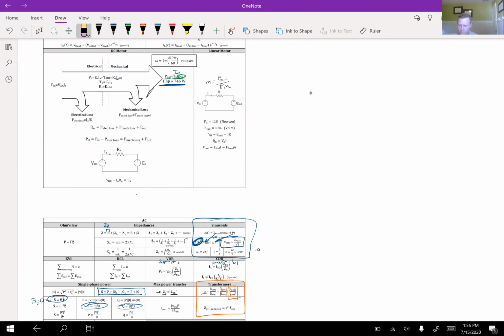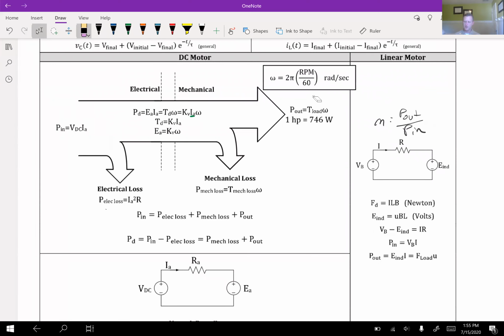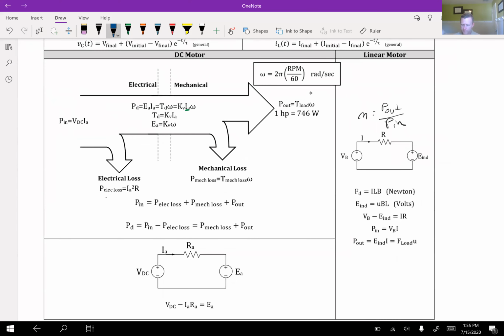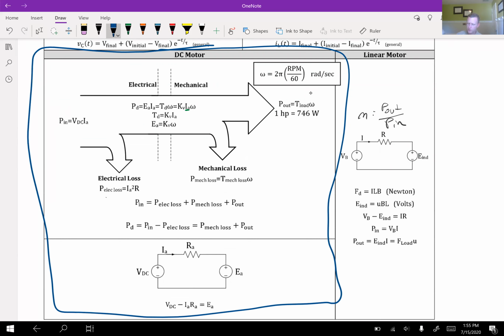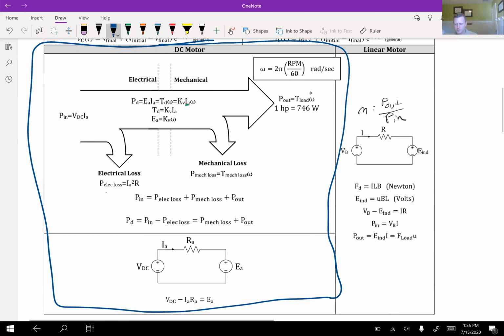So if I have a DC motor problem, I can come right to this, and everything all the way down to that little circuit at the bottom, all of this is my DC motor equations. The only one that's not in that box is this efficiency equation right here. Eta equals P out over P in. Eta is efficiency. So that's the only one that isn't there.